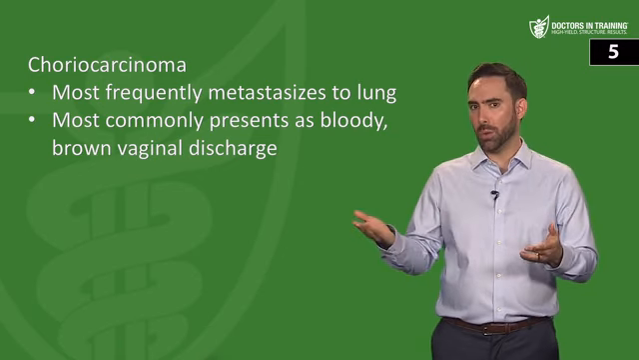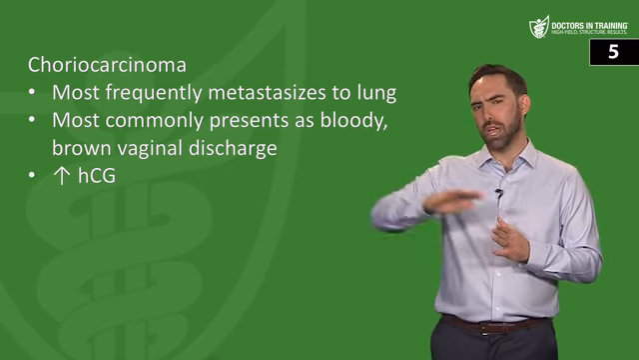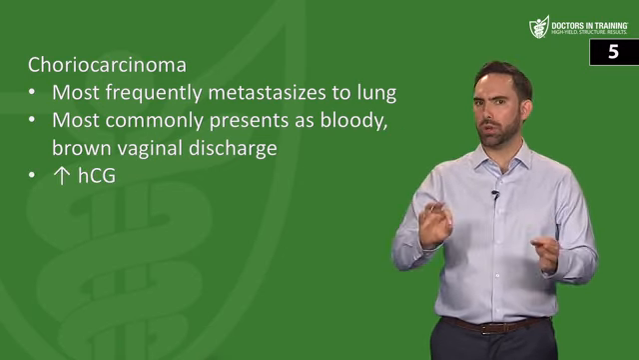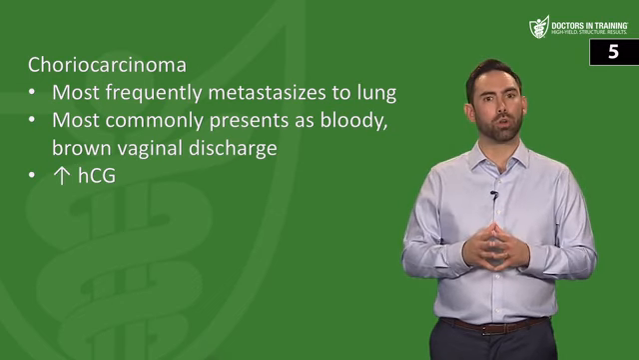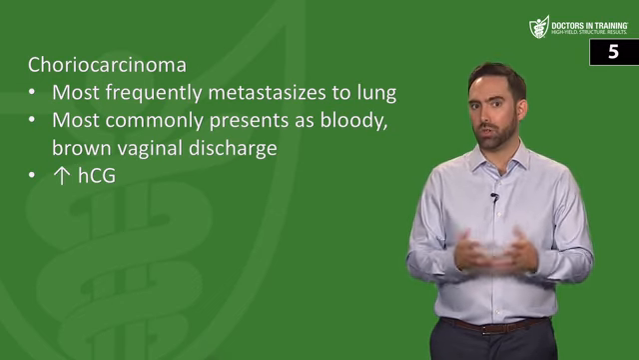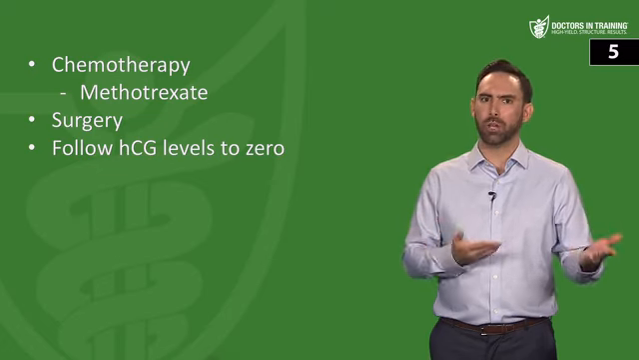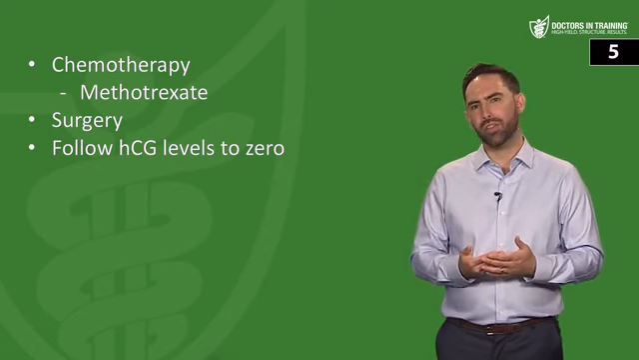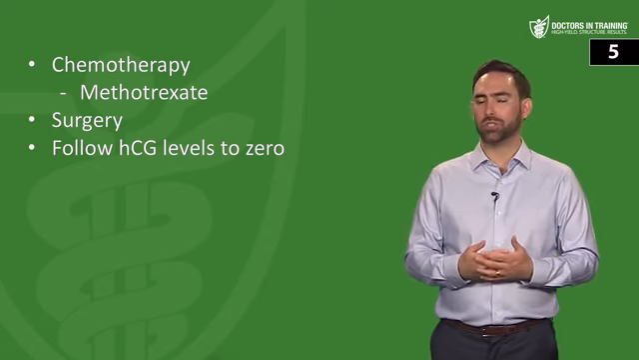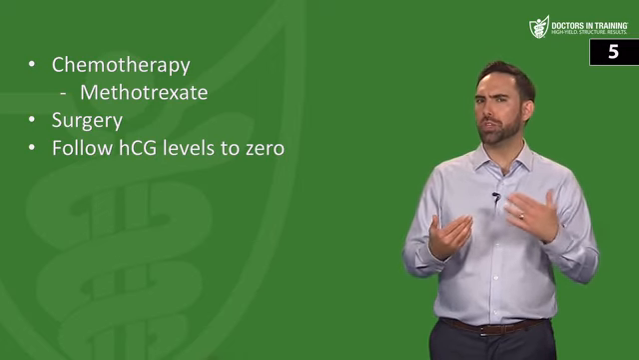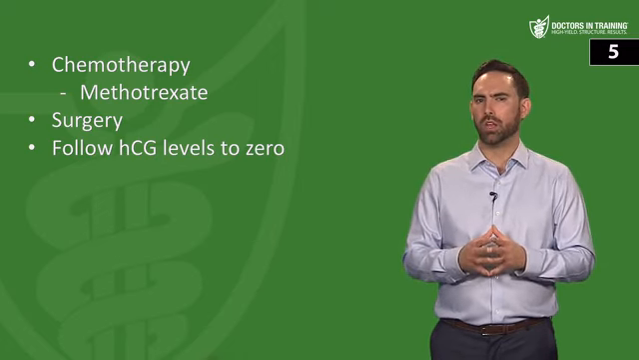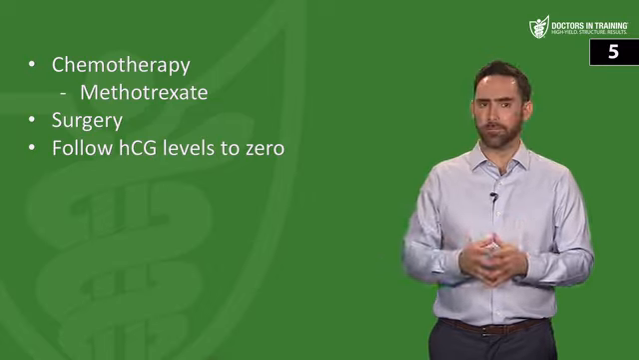With choriocarcinoma, serum HCG levels will be extremely high. The treatment for invasive moles and choriocarcinoma is chemotherapy, usually including methotrexate, plus or minus surgery. And then, again, you'll follow the HCG levels. These are generally really responsive to chemotherapy, so the prognosis is usually excellent.